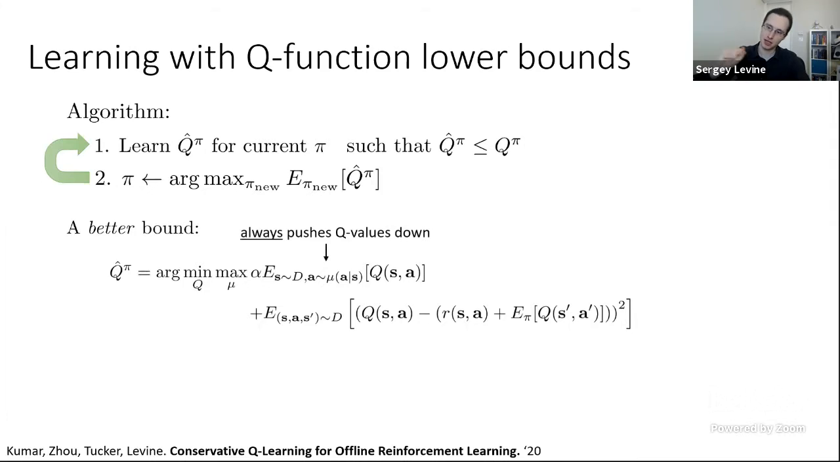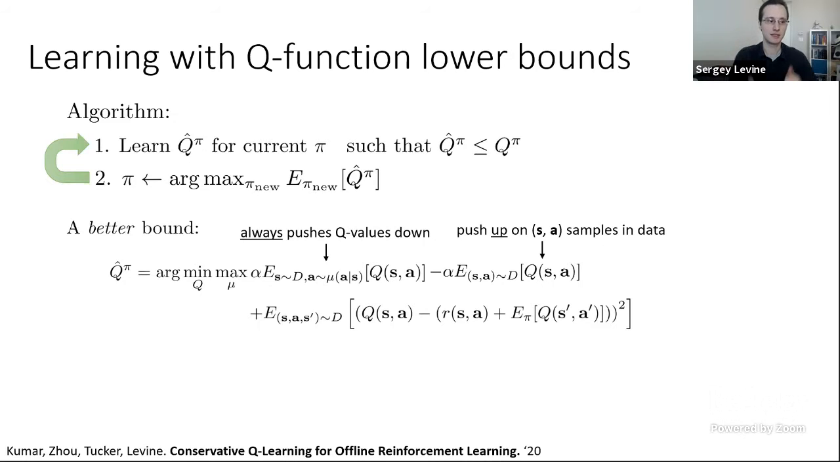And the idea is to take this term that always pushes the Q values down and add a second term that pushes them up. So notice here there's a negative sign. The Q values are pushed down under mu, which is selected to find the large Q values, and they're pushed up under the data distribution. So the idea is that if your large Q values are for actions that are similar to actions in the data set, these two terms should cancel out. So the in-distribution actions should not get pushed down. But if you have large Q values for out-of-distribution actions, then the first term will push them down, and the second term will push something else up.